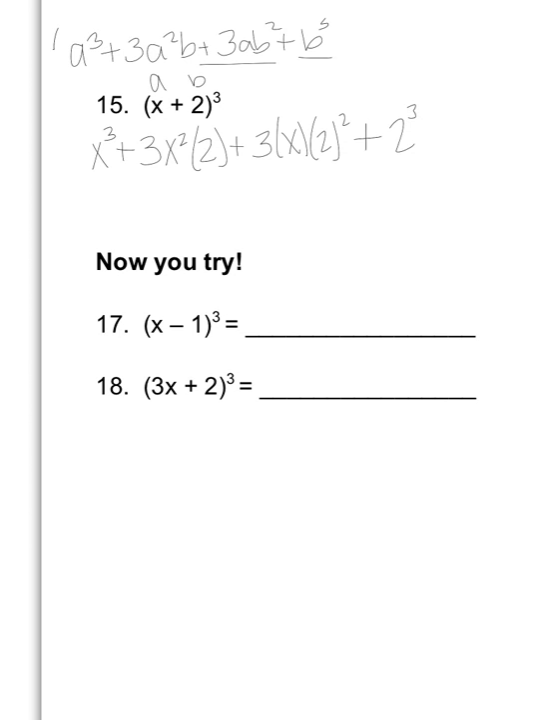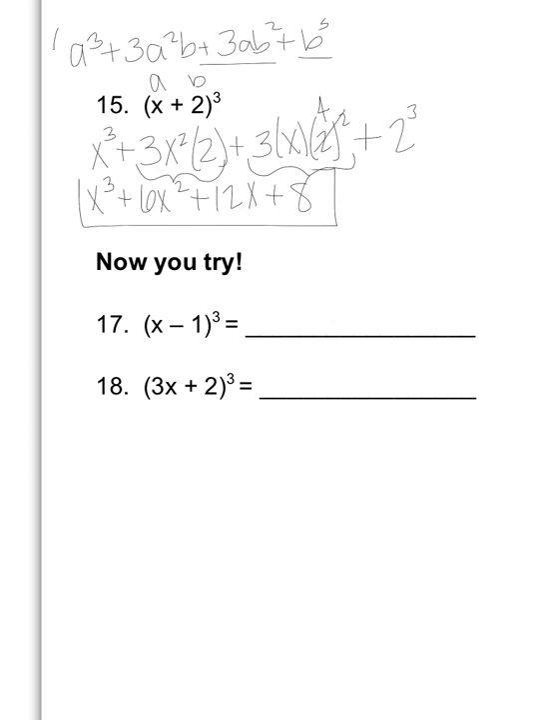Okay, so now I'm going to multiply and then get my answer. So notice I have an x cubed. I can't do anything else with that. This is all one term, so I'm going to multiply those numbers together. So that would give me a positive 6x squared. Notice here 2 squared is going to give us 4, and that's all one term. So I would need to multiply those, which would give me a positive 12x. And then 2 cubed is 8. 2 times 2 is 4, times 2 we get 8.